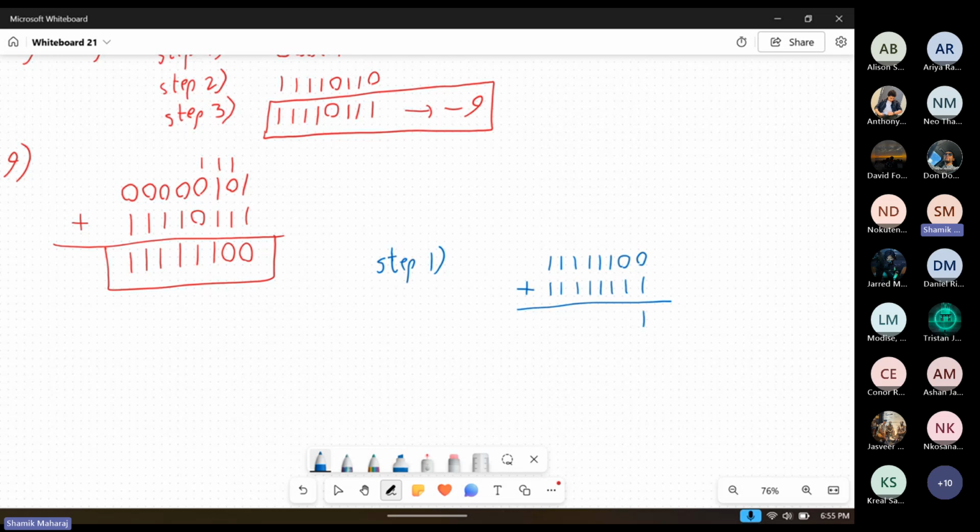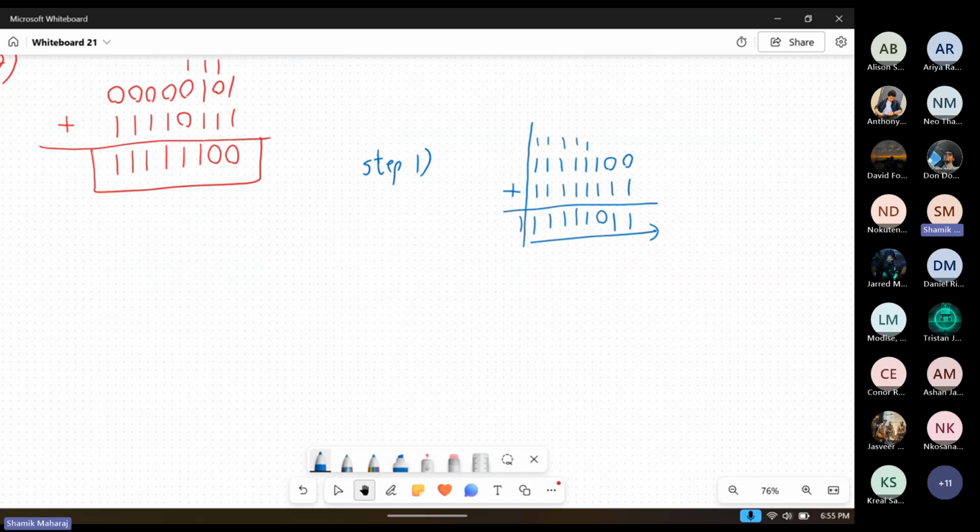So 0 and 1 is 1, 0 and 1 is 1. These are all going to be 10s. So that's a 0 carry 1. Actually, now that's 11. That's a 1 carry 1, another 11, 1 carry 1, 11, 1 carry 1, 1 carry 1, and the last 11 is here. We cut off the last bit, and what we have here is the answer to step 1.